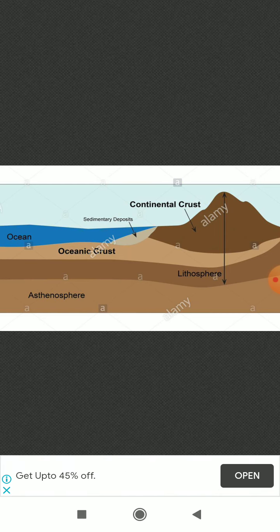The Earth's crust is made up of minerals and rocks. Rocks are made of combinations of different minerals bound together. A mineral contains one or more elements and has definite physical and chemical properties. There are three major types of rocks. Number 1, igneous rock. Number 2, sedimentary rock. And number 3, metamorphic rock.